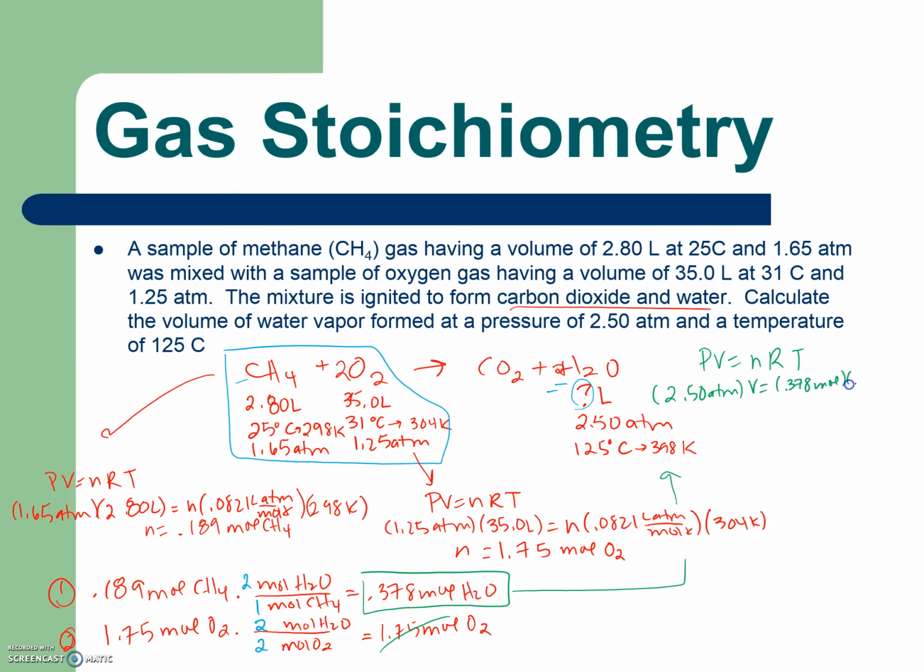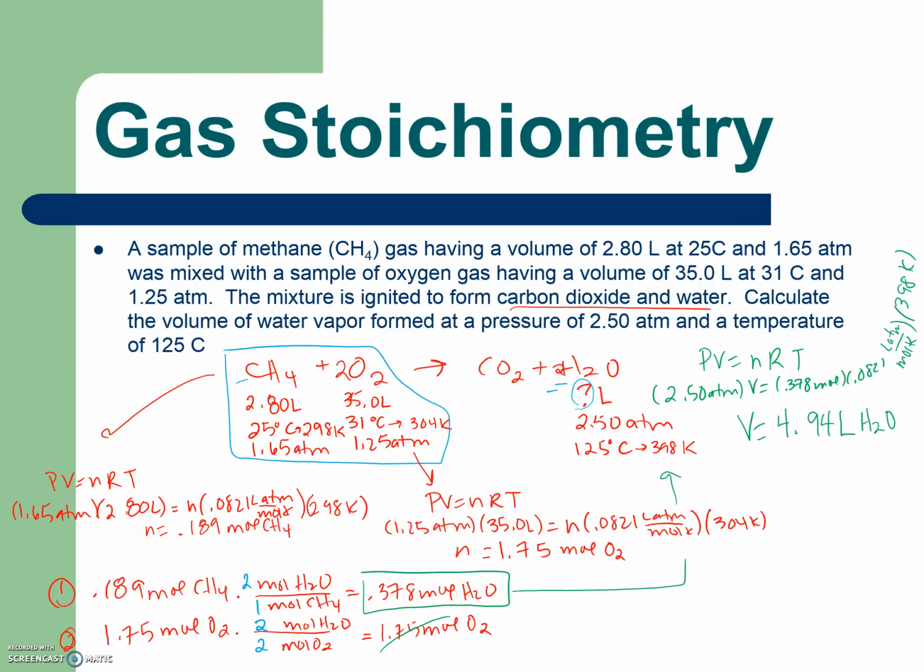Oh, I'm going to run out of room here. I have 0.0821 liters atm over moles Kelvin. And my temperature is 398 Kelvin. I go ahead and solve all of that for my volume to get my final volume. So 0.378 times 0.0821 times 398 divided by 2.50 gives me 4.94 liters of H2O produced.